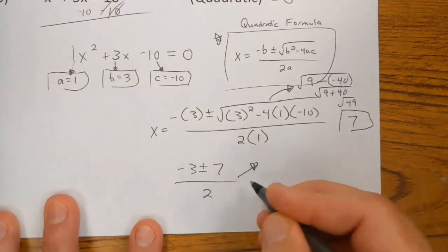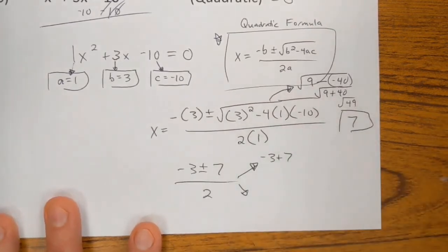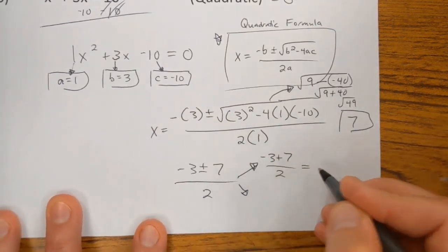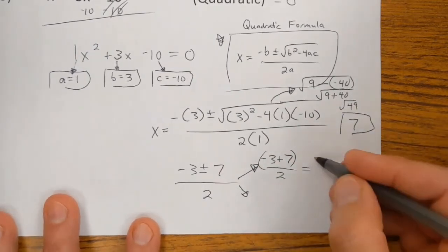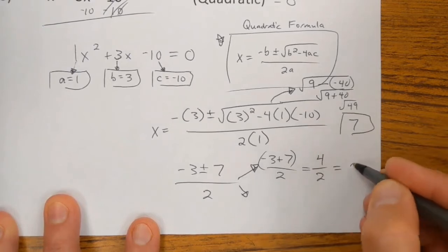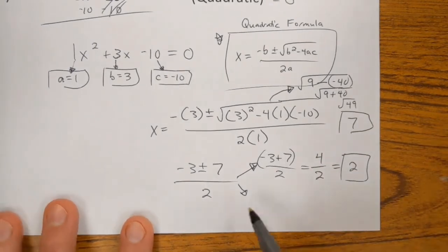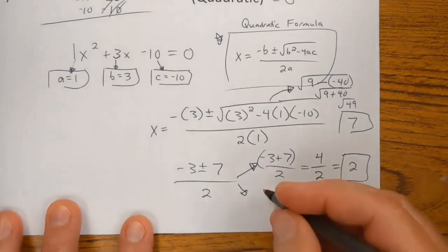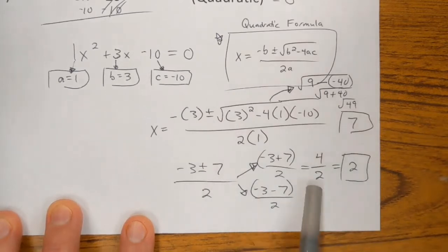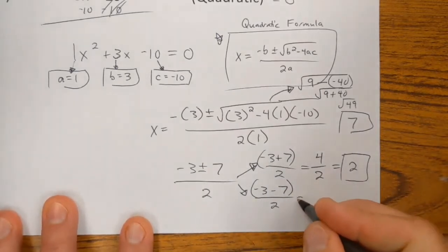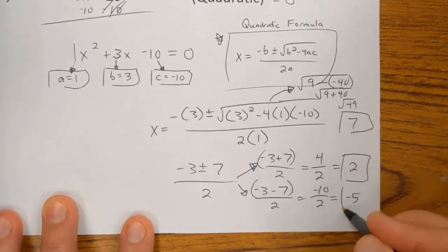And then here's the two solutions to this equation. First off, negative 3 plus 7 divided by 2. Okay, you have to do the numerator first. So negative 3 plus 7 is positive 4, divided by 2. Here is one of my solutions: positive 2. Now the other solution is going to be negative 3 minus 7. And I'm going to put that in parentheses because I have to do the numerator first. Negative 3 minus 7 is negative 10. And divide that by 2, I get negative 5.